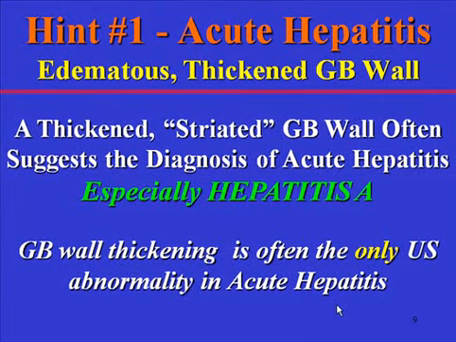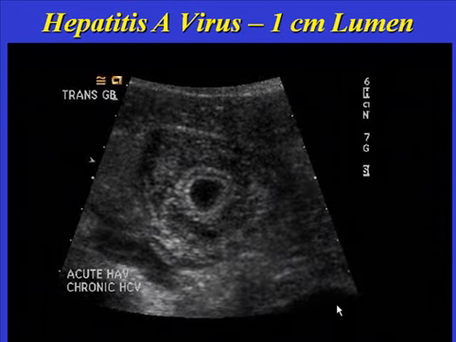There is one little hint that can be useful to you, however, in acute hepatitis, in that often these patients will have a very edematous, thickened gallbladder wall. Some people call this a striated gallbladder wall, and this can actually suggest the diagnosis of acute hepatitis. In fact, this is usually or often the only ultrasound abnormality in acute hepatitis.